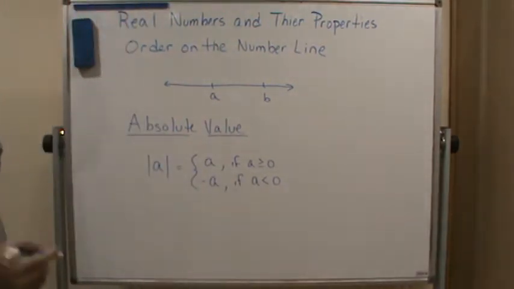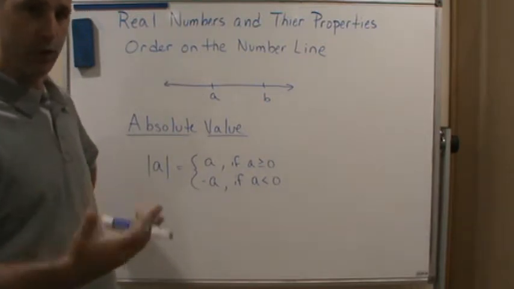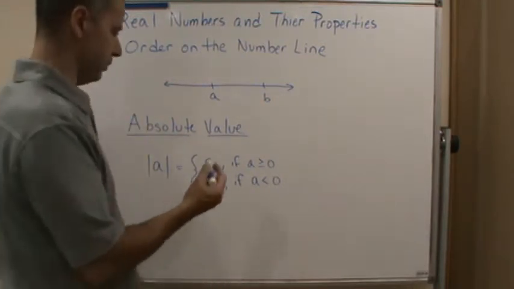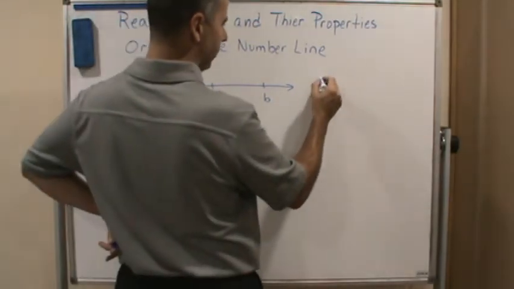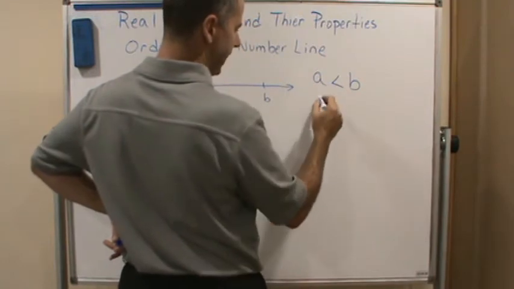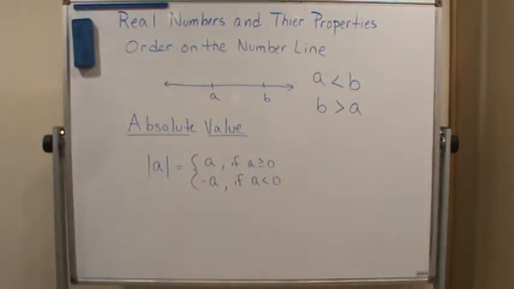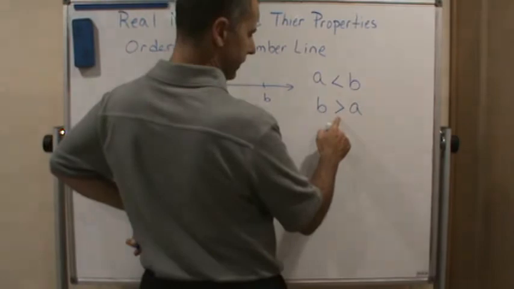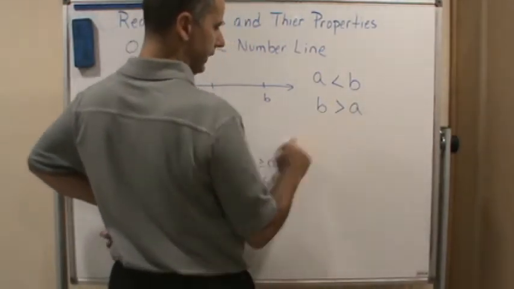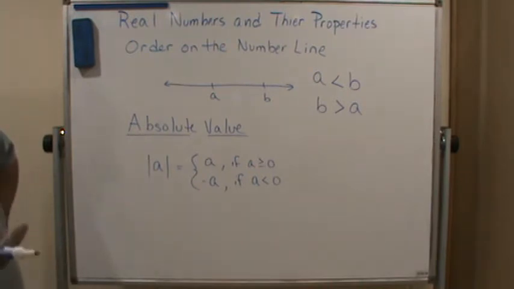So how do we do that symbolically? Mathematicians are lazy, so we don't want to write everything down. We want to use symbols, so we use a lot of symbols. So we would say either A is less than B, or B is greater than A. And these are what we call strict inequalities because they don't allow for equal to. But in lots of cases, we would be interested in being equal to.